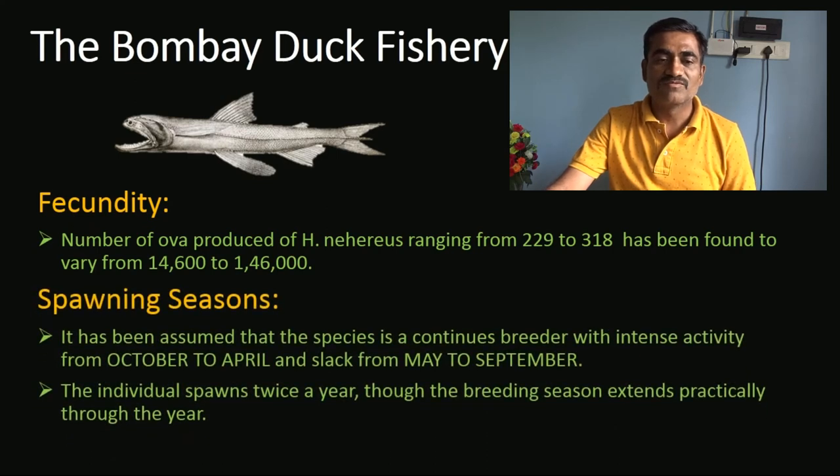Now we will discuss the spawning season. It has been assumed that the species is a continuous breeder, with intense activity from October to April and slack from May to September. Though it is a continuous breeder, the intense spawning occurs from October to April. The individual spawns twice a year, though the breeding season extends throughout the year.